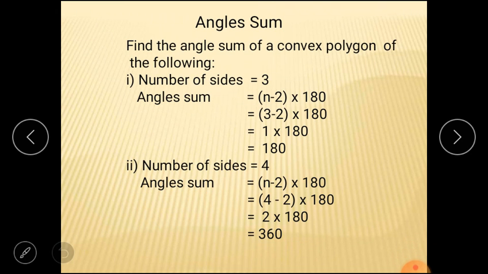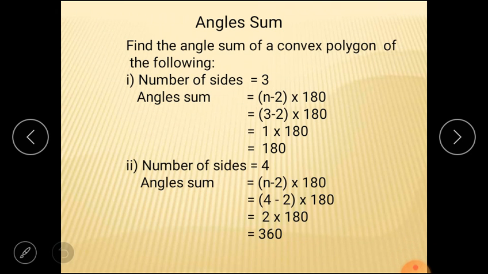So the angle sum is equal to (n minus 2) multiplied by 180. Instead of n we will apply 3 here. So (3 minus 2) multiplied by 180 is equal to 1 multiplied by 180. 3 minus 2, we are getting 1. So here the angle sum is 180 degrees. So the sum of the 3 angles of a triangle is 180 degrees.